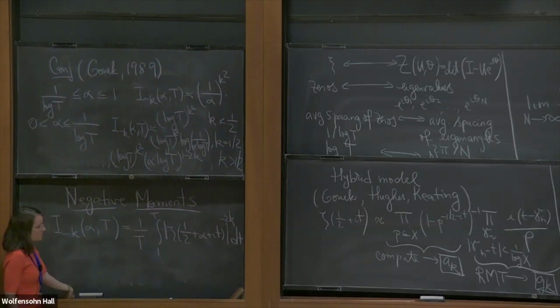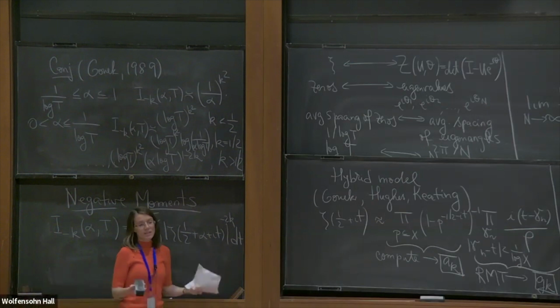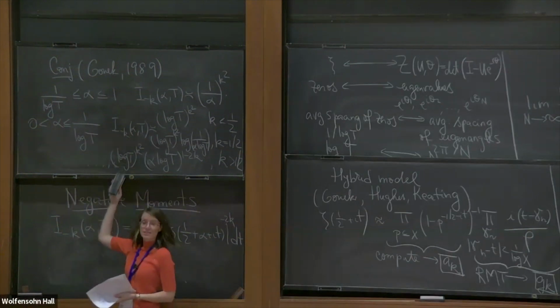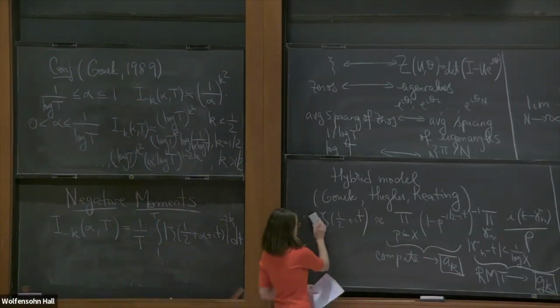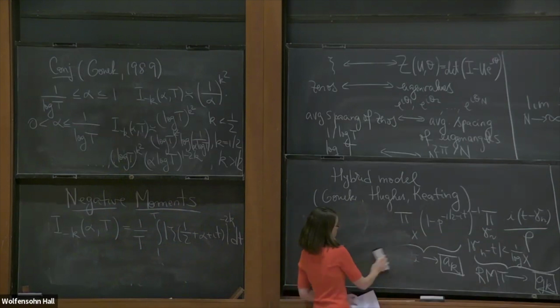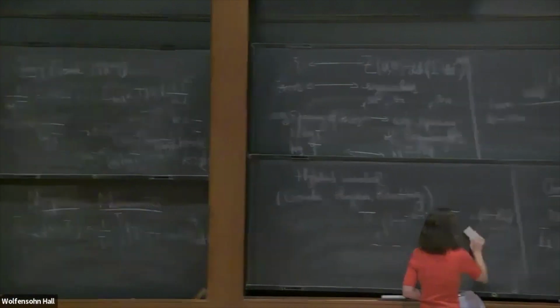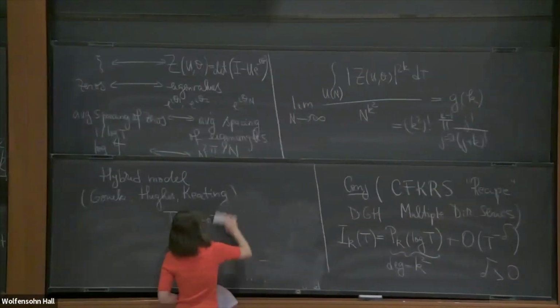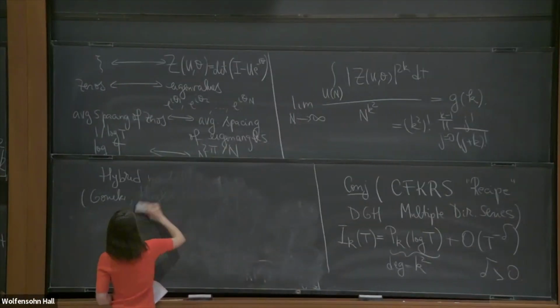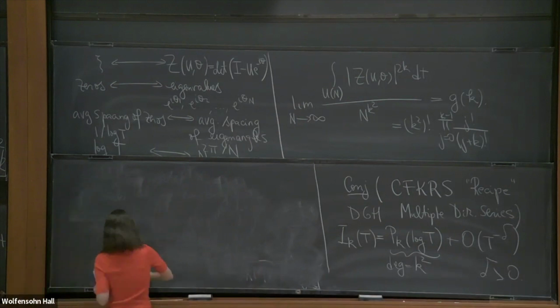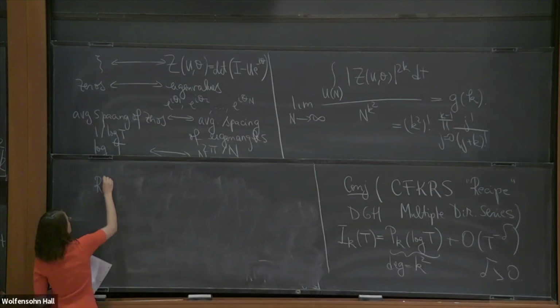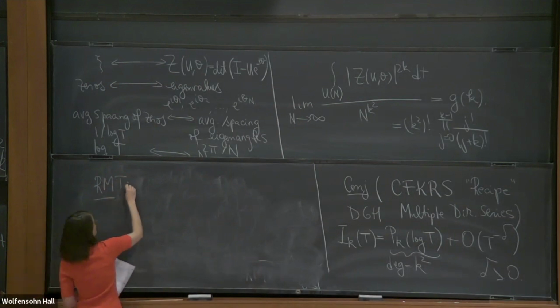Now, the theme of this conference is relationships with random matrix theory. So you can ask, if we use random matrix theory, what do we get? Do we get conjectures which are consistent with this conjecture of Gonek? And it turns out the answer is not quite. We get some conjectures which partially agree with Gonek's conjecture. So if we use random matrix theory, there was work of Berry and Keating.